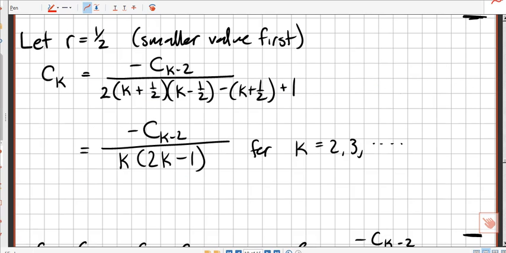All right, so we're going to let r equal a half. We always start with the smaller value. And so if I make all those substitutions in for r, I end up with c sub k is going to equal negative c sub k minus 2 over 2 times k plus a half, k minus a half, minus k plus a half plus 1, which if you do a little algebra on that, that will simplify to k times the quantity 2k minus 1. So you've got to multiply things together, combine like terms, and you will eventually end up with that, and that's for k equals 2, 3, and on.